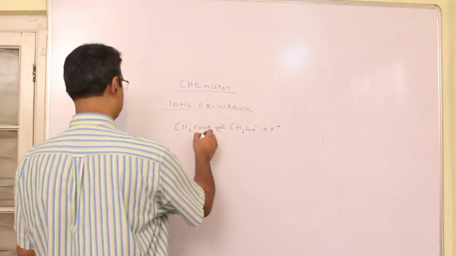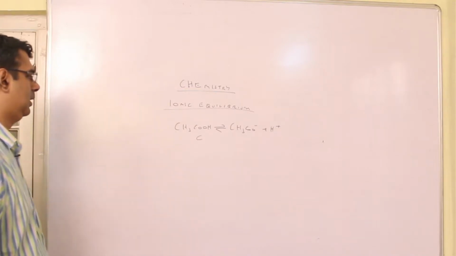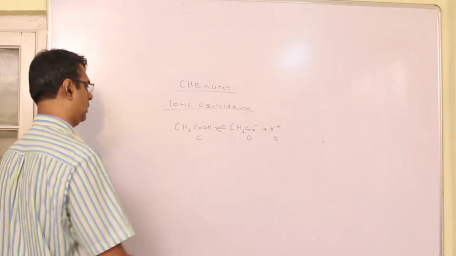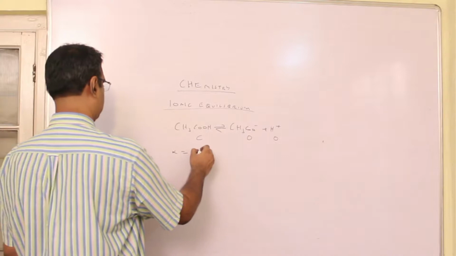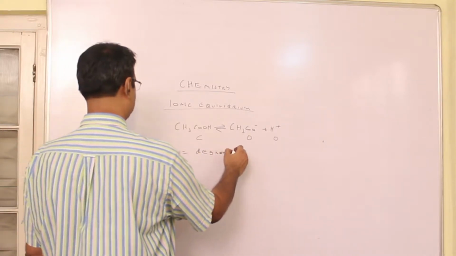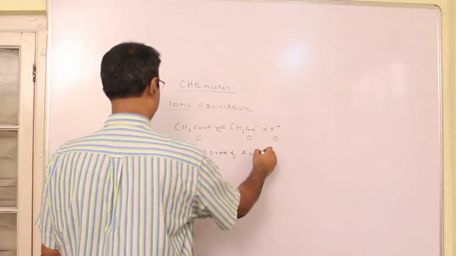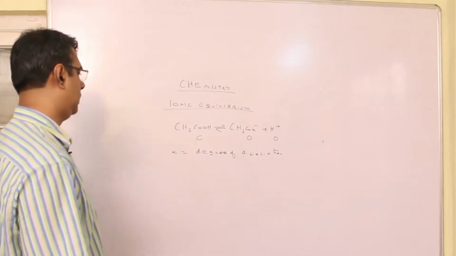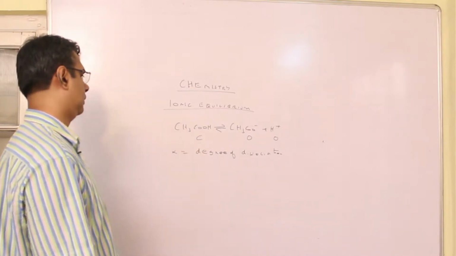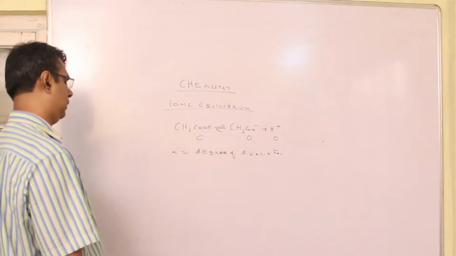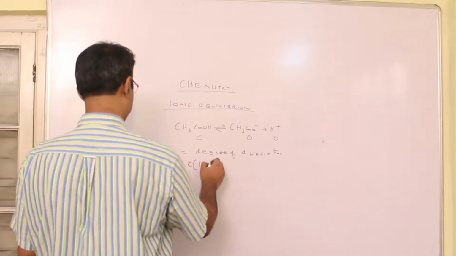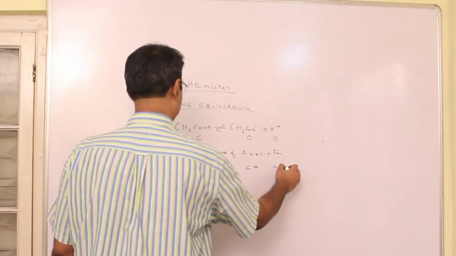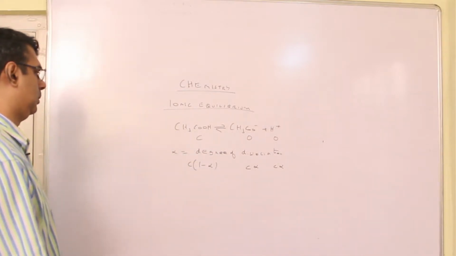Now suppose the initial concentration of acetic acid is C, molar concentration is C, and these two, they both are 0. So let us say that the degree of dissociation of this particular acetic acid is alpha. So at equilibrium, the concentration of acetic acid will be C into 1 minus alpha, and acetate and H plus will be C alpha, C alpha.